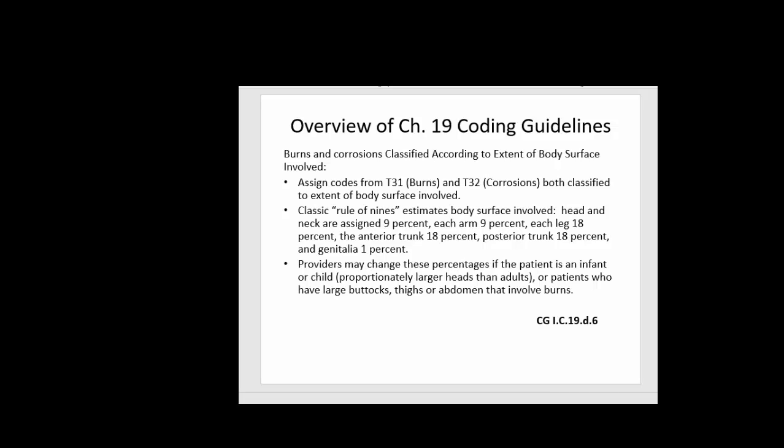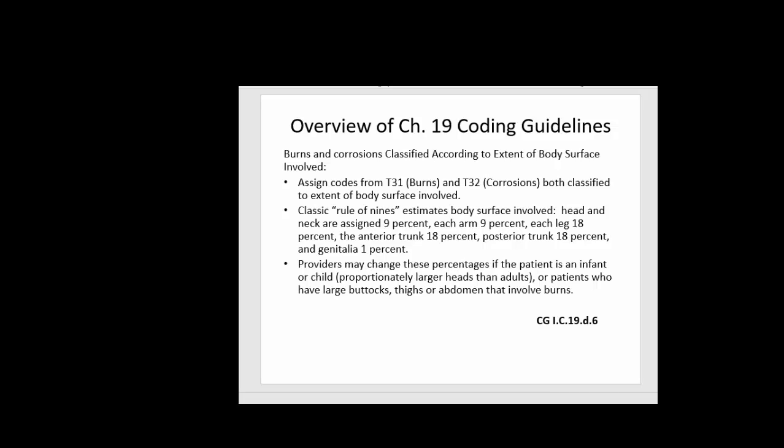The next guideline has to do with the extent of body surface. So I'm going to go through this. I'm going to show you some pictures and see if we can't get our heads wrapped around the rule of 9s. T31 are your burns and T32 are your corrosions, but both of them use the extent of body surface involved. There's something called a classic rule of 9s that estimates how much body surface is involved. And I break it down here by the percentage of how that's looked at.